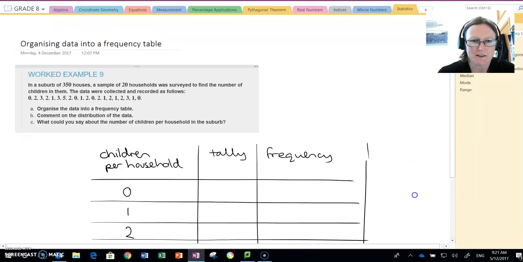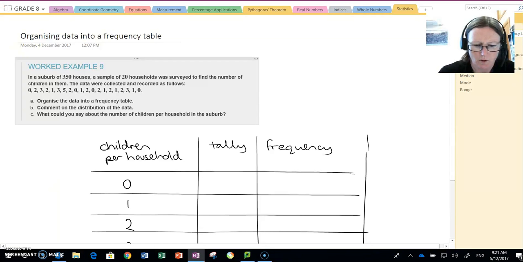Okay, once we've collected data, we need to organise it. Once we've organised it, we can then look at the data and analyse it if you like. So in this worked example, there's a suburb of 350 houses, and 20 houses were surveyed to find out the number of children in each household. The data were collected, and this is where it's recorded.